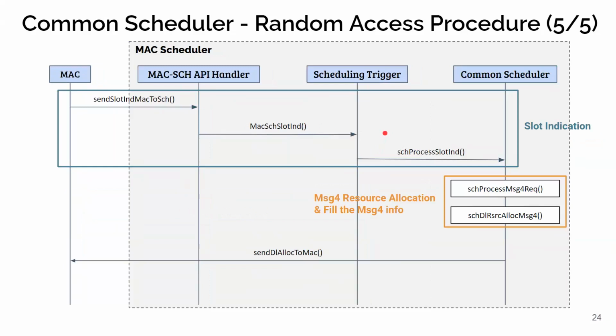Okay, and then this also has a start notification, and then message 4, also known as the contention resolution. For message 4, the common scheduler will also allocate the resource and fill the message 4 information, and then send it to the MAC. So this is the whole procedure within the common scheduler.